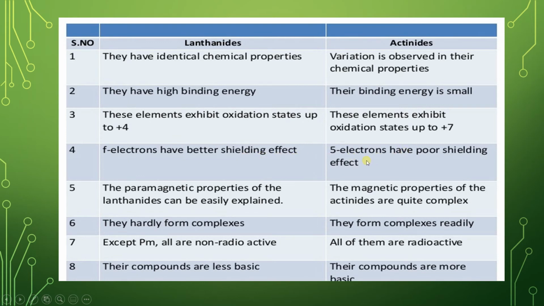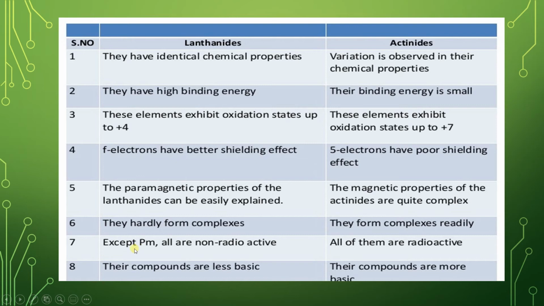In actinides, 5F electrons have poor shielding effect. In lanthanides, the paramagnetic properties of the lanthanides can be easily explained. In actinides, the magnetic properties of the actinides are quite complex. Lanthanides hardly form complexes. Actinides, they form complexes readily.